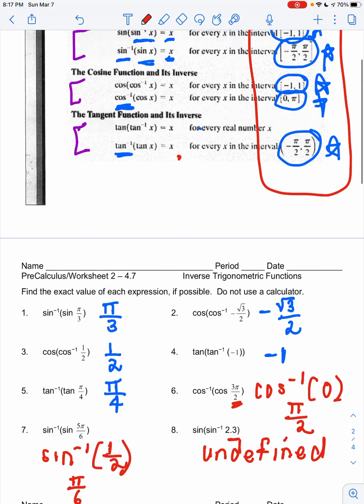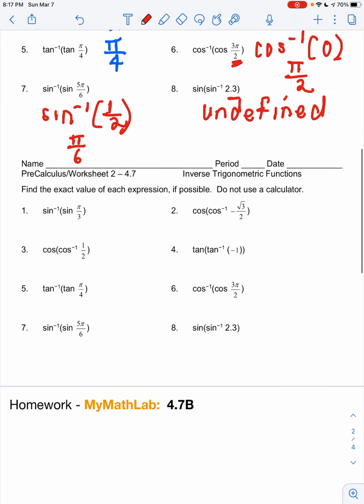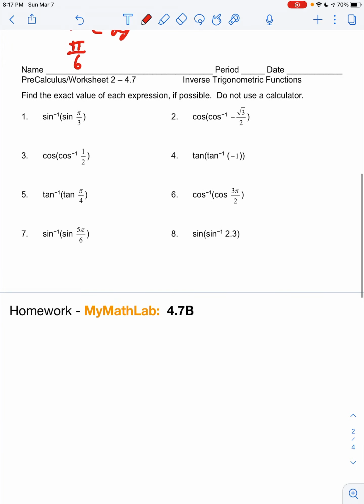All right, so that is your lesson. The assignment's not going to be that difficult because it's more cerebral. You have to think a lot, but the homework is 4.7b in my math lab. And then on Tuesday or Wednesday, we will finish up 4.7 and begin 4.8.